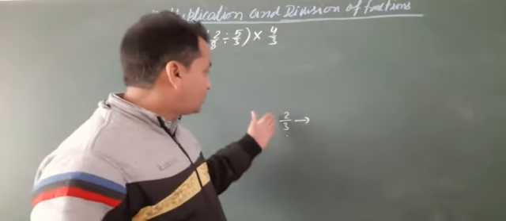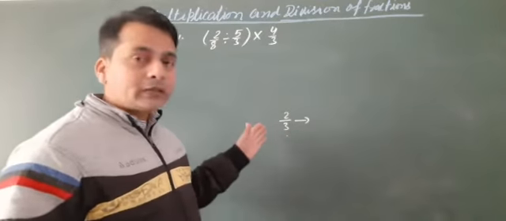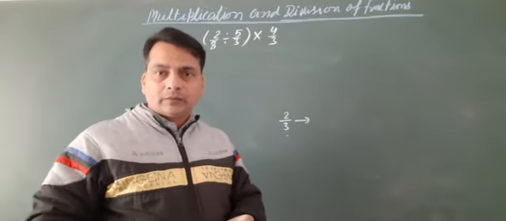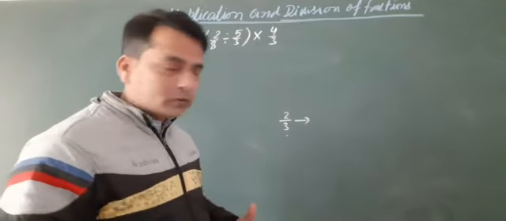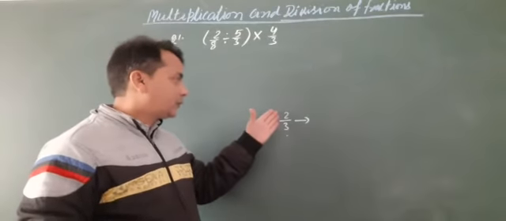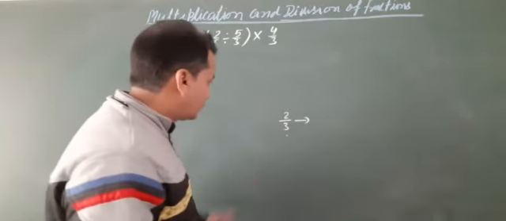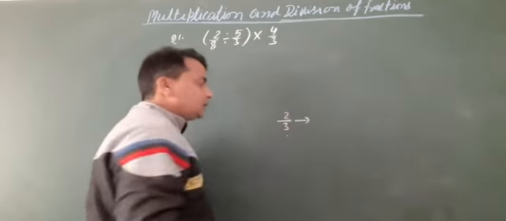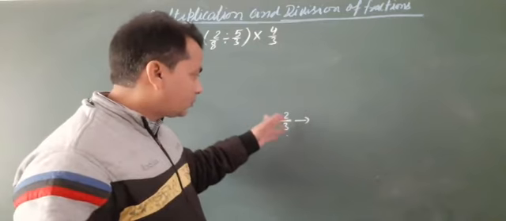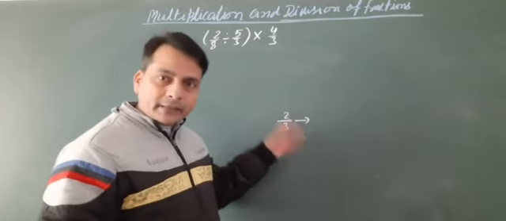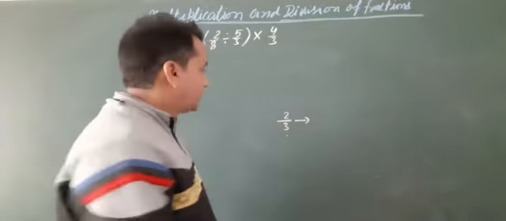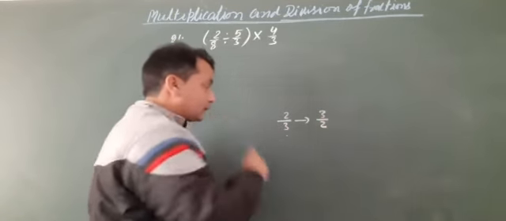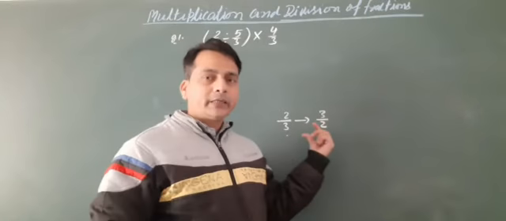The reciprocal of 2 by 3 means the position of the numerator and denominator are interchanged. Here the numerator is 2 and the denominator is 3. Change their positions, interchange them with each other. So 3 by 2 is the reciprocal of 2 by 3.